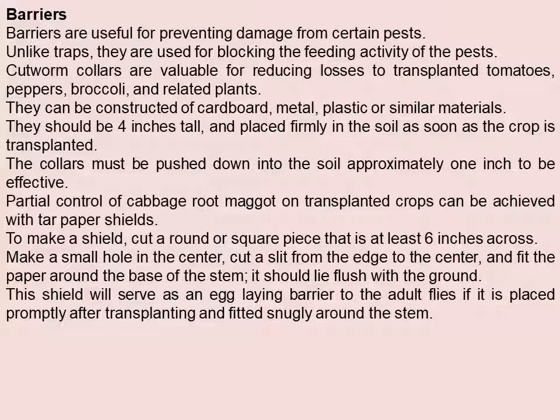Partial control of cabbage root maggot on transplanted crops can be achieved with tar paper shields. To make a shield, one has to cut a round or square piece that is at least 6 inches across. Make a small hole in the center, cut a slit from the edge to the center, and fit the paper around the base of the stem.